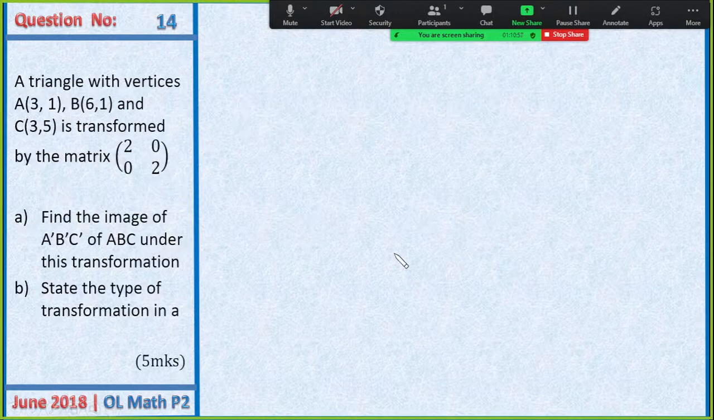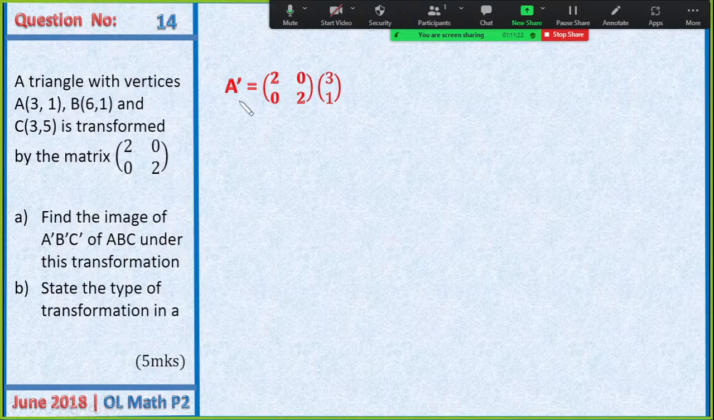Question 14. A triangle with vertices (3, 1), (6, 1), (3, 5) is transformed by this matrix. Find the image A', B', C' of ABC under this transformation. So just write the coordinates of the triangle in the form of column matrices, okay? So A' should be equal to this matrix times the first point. The first point is (3, 1). So that gives us (6, 2).